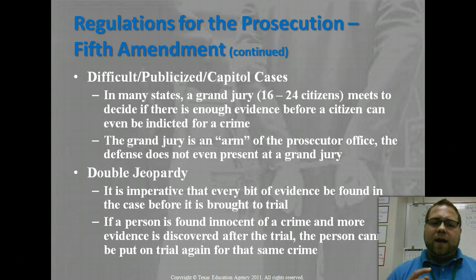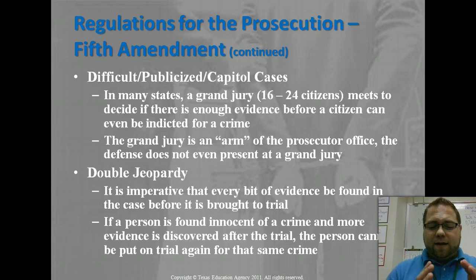Here's the basic thing. In a majority of states, you must have a grand jury, 16 to 24 people, who meet to decide if there's enough evidence for a case to actually go forth and for a person to be indicted for a crime, meaning to be charged with a crime. A grand jury would meet with just the prosecution, no defense there, and they would determine, based on evidence, do we have enough to indict you? Okay, and that starts the process of you going to trial. Very important to know that. Double jeopardy has nothing to do with the game show.